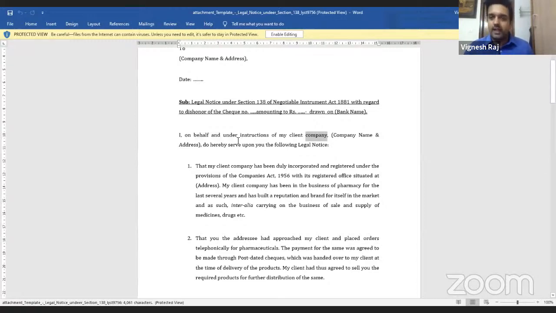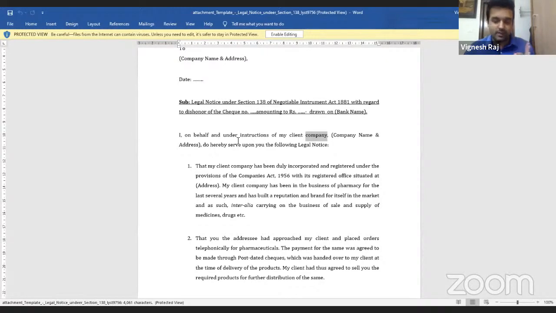And thereafter, the important aspects of what your demand notice should say is that a check was issued towards discharge of debt. That's the first and most important point that your demand notice should state.